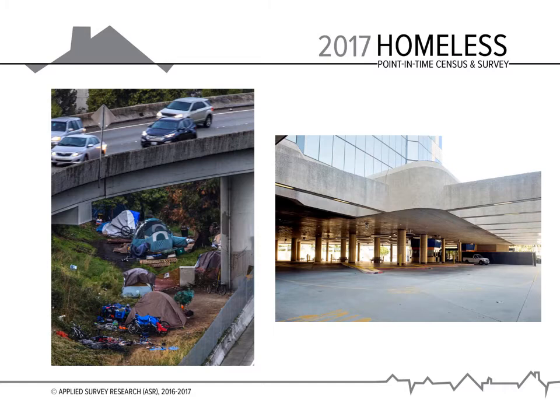Here you see a couple pictures of some areas that would be included. This left picture would be an example of an encampment. So an encampment is an area that has at least 2 or more tents or makeshift shelters. And then on the right is an example of a bus station where you might find somebody sleeping and they would be defined as homeless.